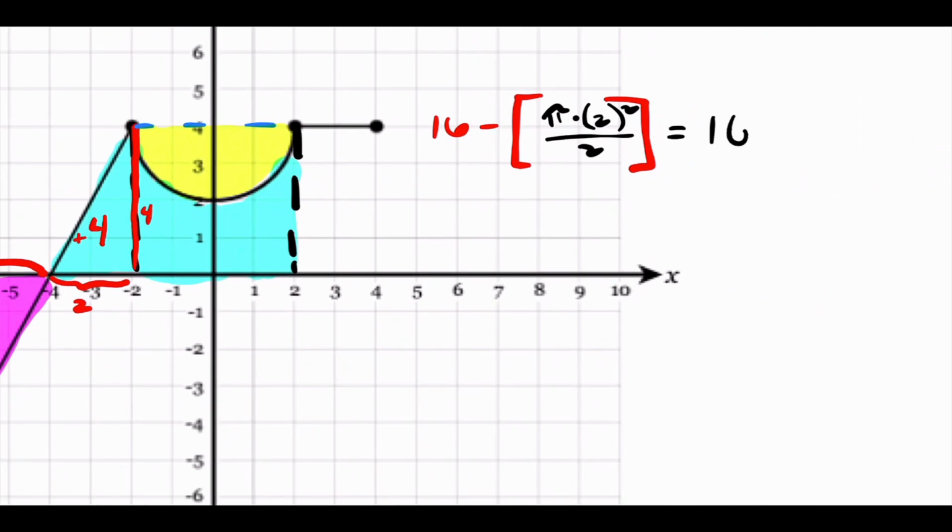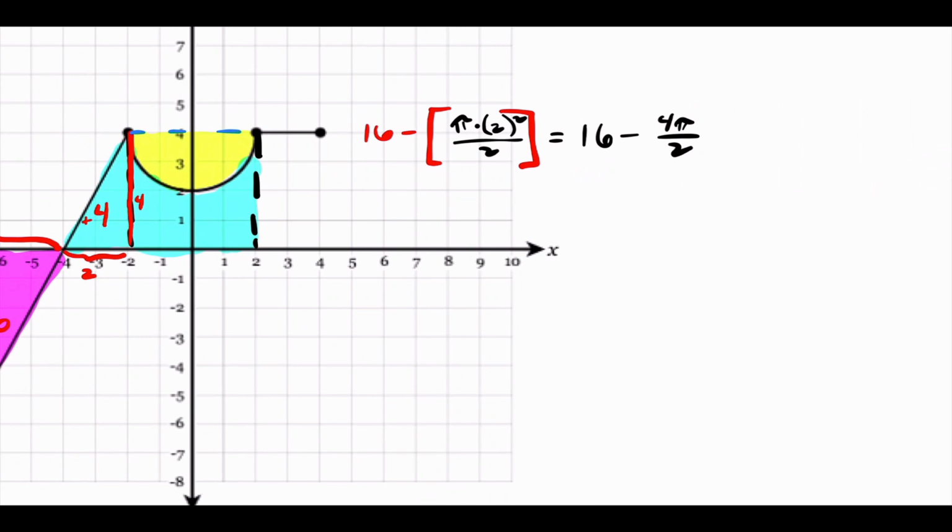So I have 16 minus 4 pi over 2. Well, 4 pi over 2 can be reduced to 2 pi. So you're going to get 16 minus 2 pi. So the area of the blue is 16 minus 2 pi.